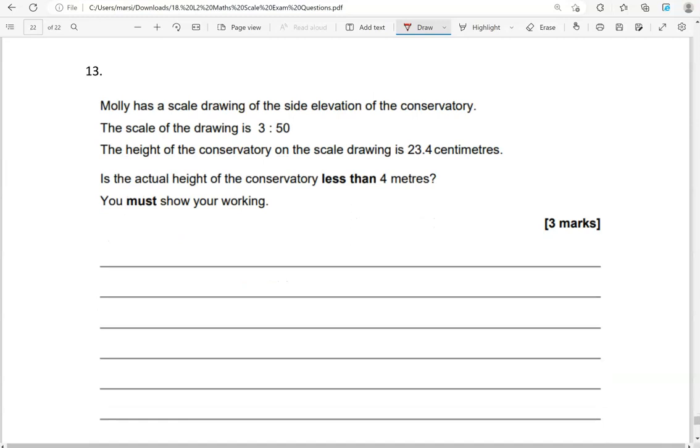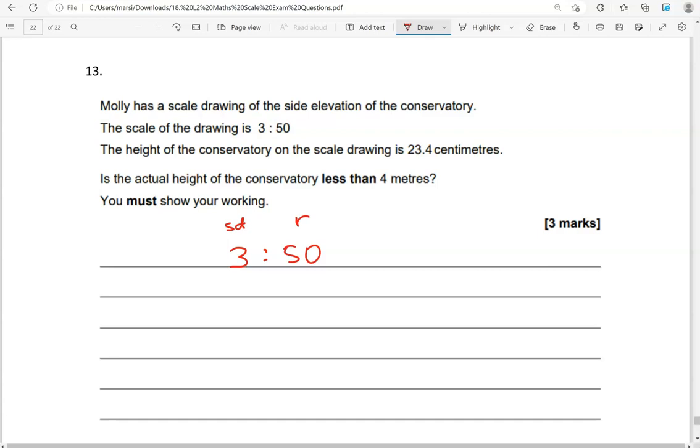Molly has a scale drawing of the side elevation of the conservatory. The scale of the drawing is 3:50. The height of the conservatory on the scale drawing is 23.4 centimeters. Is the actual height of the conservatory less than 4 meters? You must show your working. So the scale is 3:50 and 3 is the scale drawing and 50 is in reality.